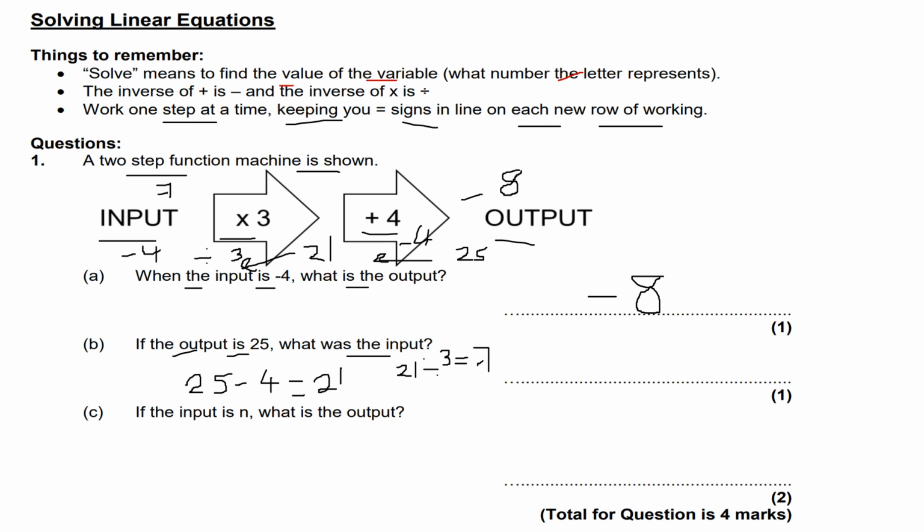And again, if you're unsure, check it by going the forward way. 7 times 3 is 21. 21 plus 4 does indeed make 25.